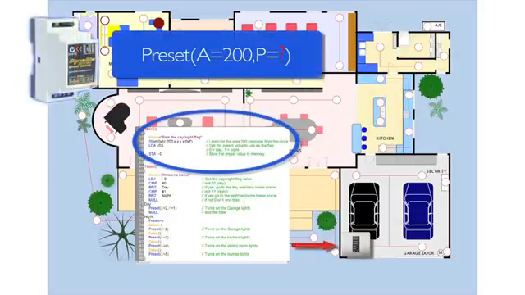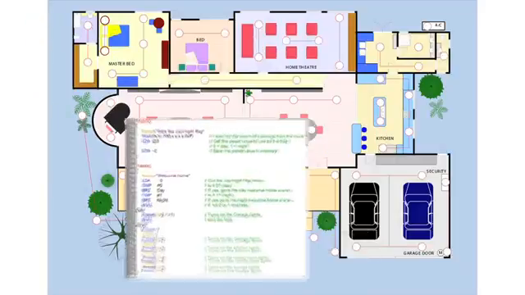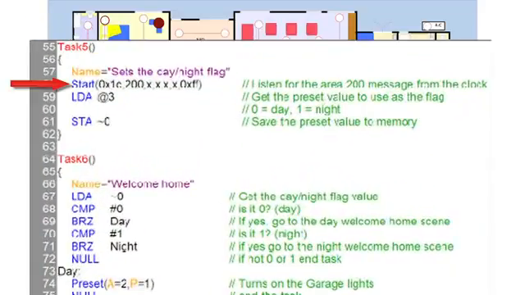Task 5's job is to listen for the Area 200 messages from the time clock, and we're going to use our start command to do that. We can see here that we are listening for 1C messages for Area 200. The X's are wildcards, so we don't mind what those values are. We are going to collect all 1C Area 200 messages.